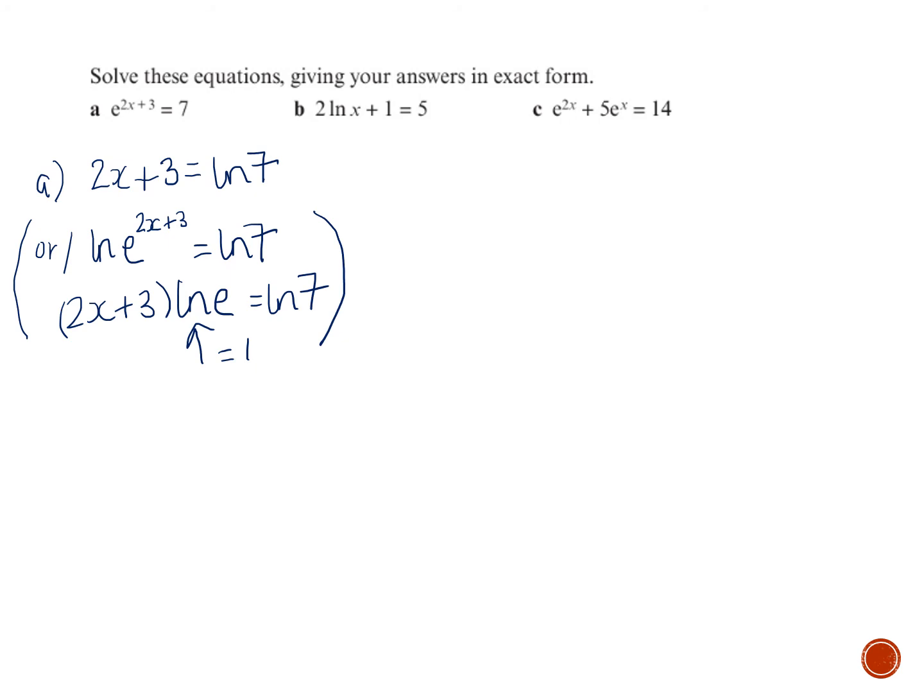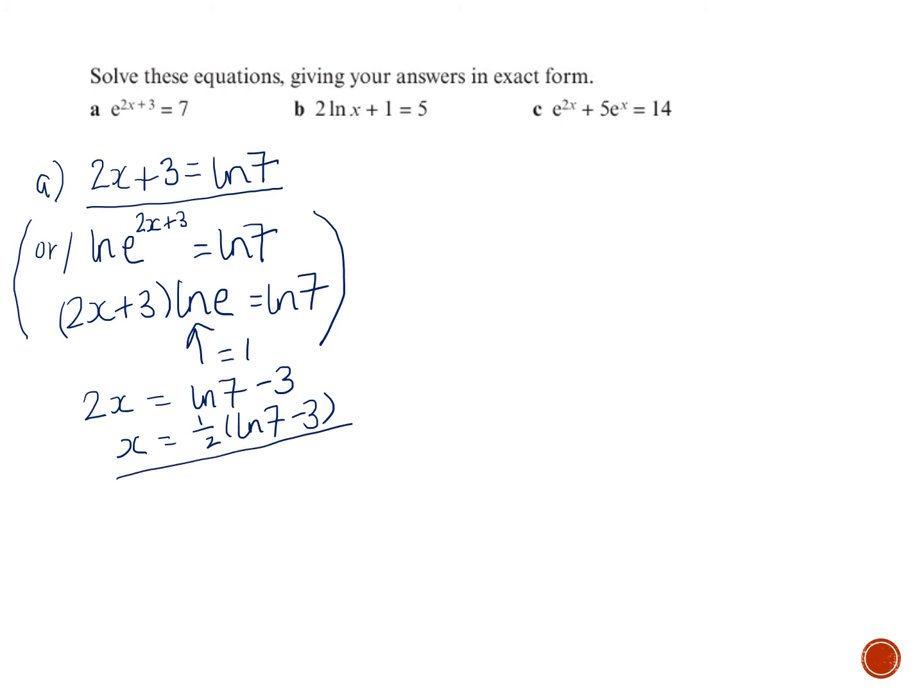Okay, right, so here's where we've got to. I now need to rearrange that to be x equals, so take the 3 over, ln 7 minus 3, so x is equal to a half of ln 7 minus 3, and you leave that in exact form, because that's what the question says, in exact form. Okay, part B then.